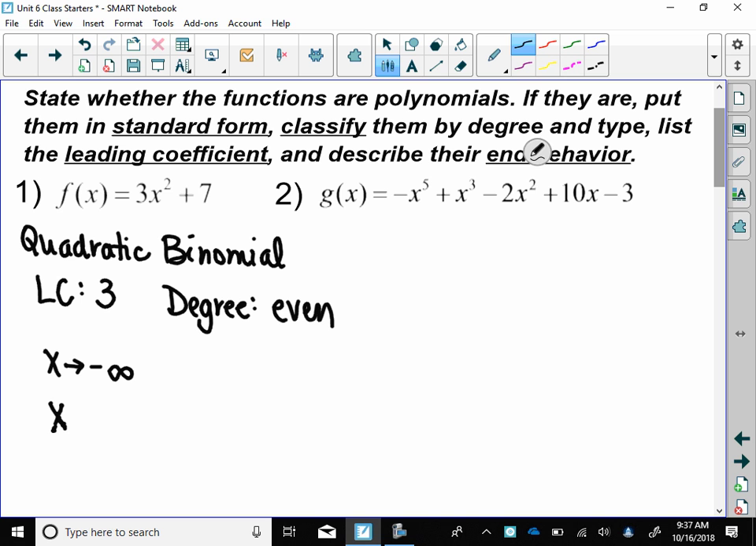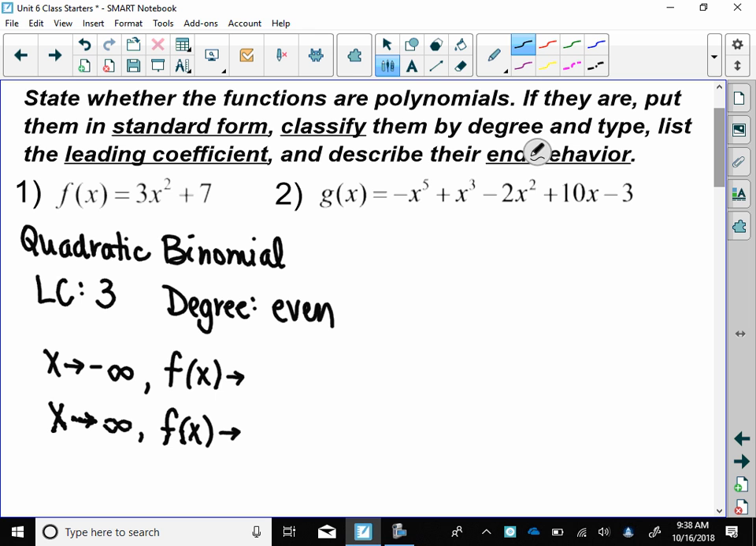Sorry, my board's messed up right there. Okay, so I'm looking at as x goes towards negative infinity and as x goes towards positive infinity, what are the y coordinates doing? How do you know? Good, so whenever the degree is even, they both go in the same direction, either both up or both down. And then to make the determination, we look at the leading coefficient. If the leading coefficient is positive, that means they're both going up.